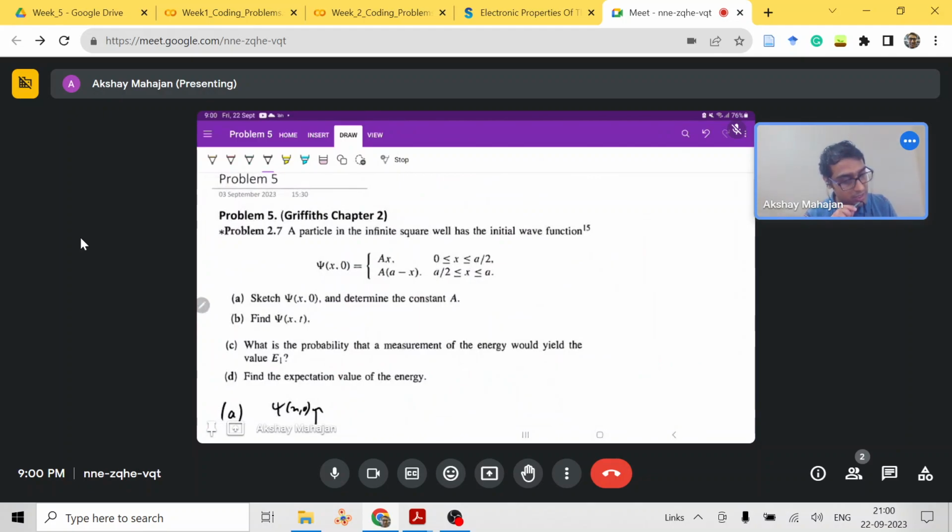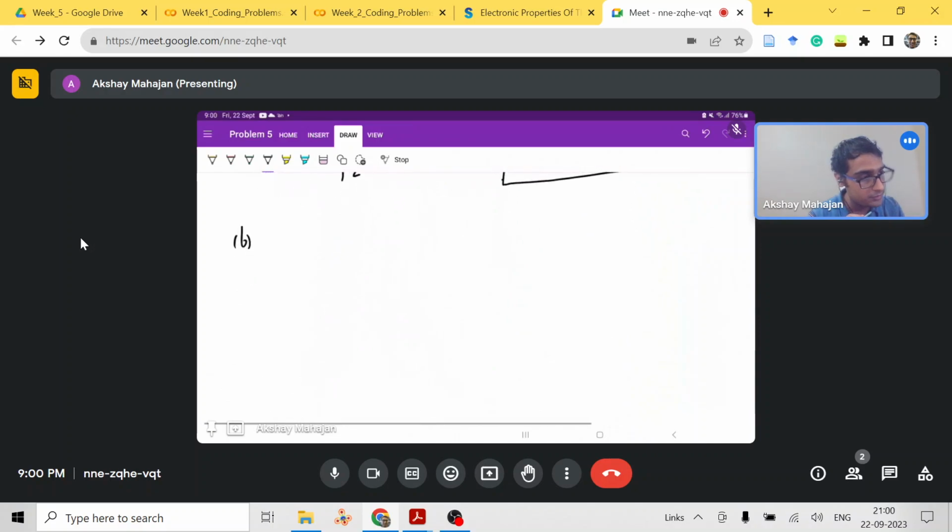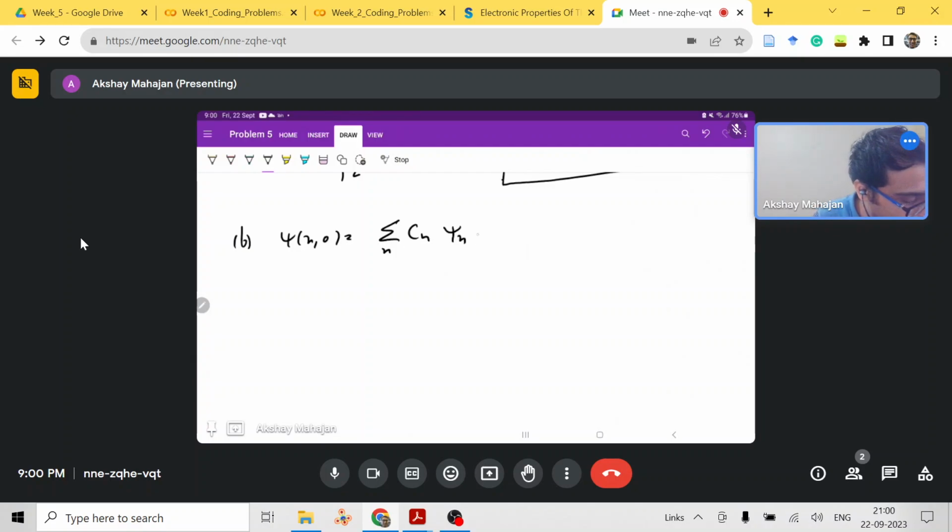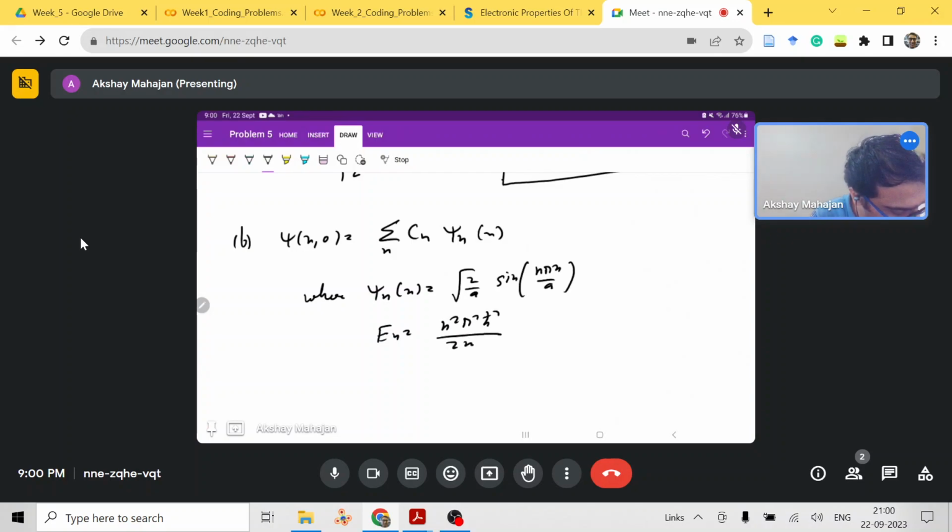Now we have to find psi x comma t. To write psi x comma t, we will write our psi x comma 0 as a summation of n, cn times psi n of x, where psi n of x are the eigenstates of the infinite square well, where psi n of x is equal to root 2 by a sin n pi x by a, and we also have En equal to n square pi square h bar square by 2m a square.